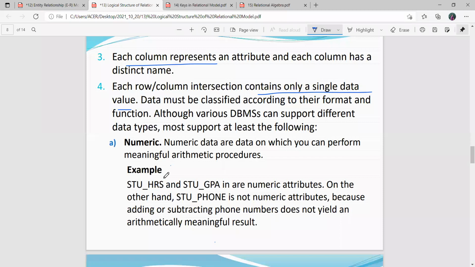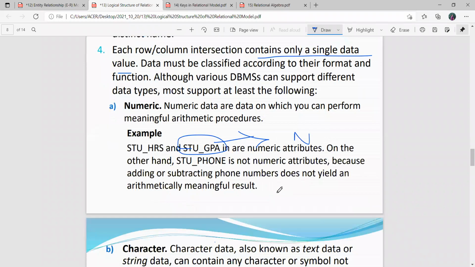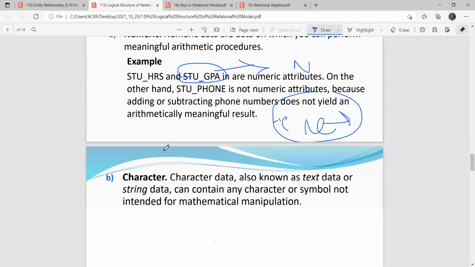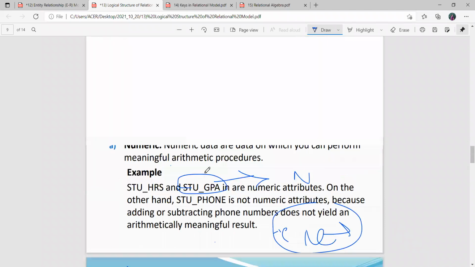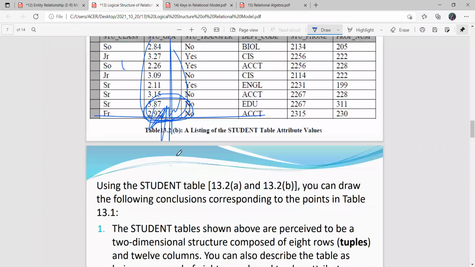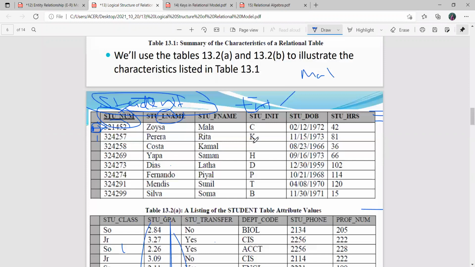Numeric values represent numbers. As an example, you can see student GPA is a numeric value, and telephone number is also a numeric value. Then characters: text data or string data belongs to the character type. So identify the character data types. Which fields belong to the character data type?